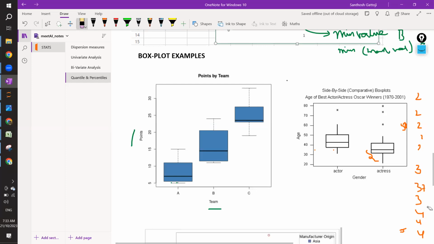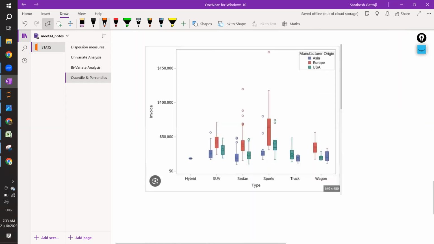did you get this? Yes, sir. Okay, fine. After that, I'll just show you one example. This is the manufacturer origin of cars. In cars, we have different types of cars, right? If you're aware, we have hybrid, SUV, sedan, sports, truck, wagon. For example, you have Mahindra SUV, Nexon SUV, all this. Or in sedan, you have Benz, or Polo, Vento, some large cars, sports cars. You have truck, wagon.